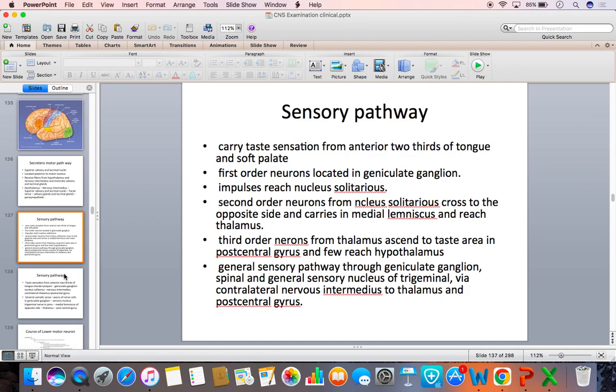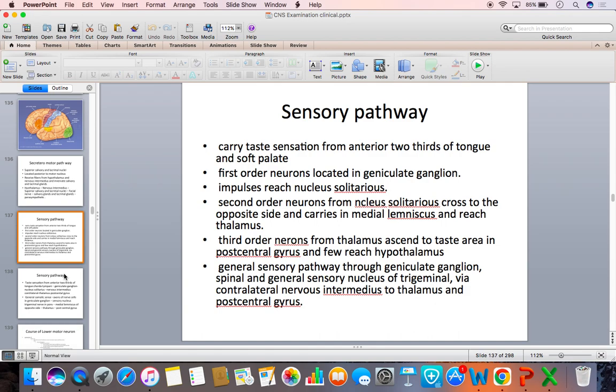For the general sensation from the area of the external auditory meatus and the pinna, they are carried by the facial nerve. Again, they synapse in the geniculate ganglion, and the axons from the cell bodies located in the geniculate ganglion enter the pons to the sensory nucleus of the trigeminal nerve.